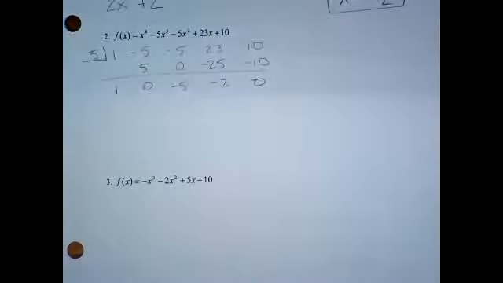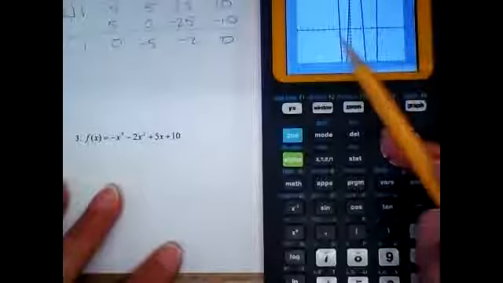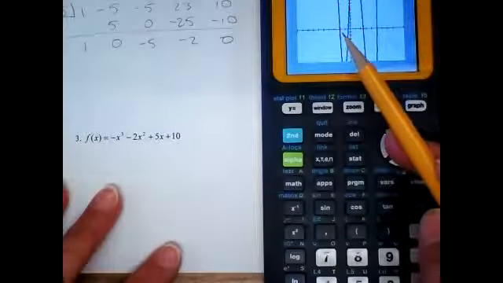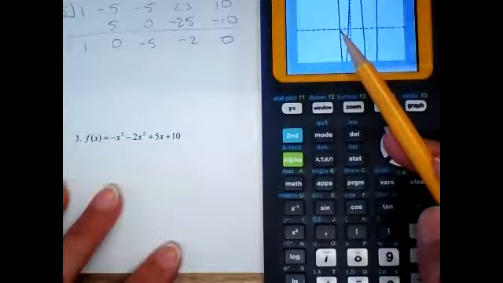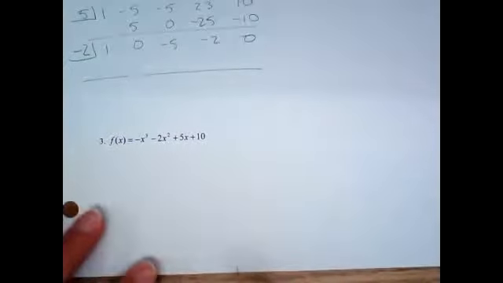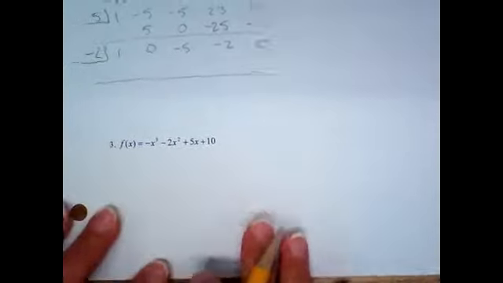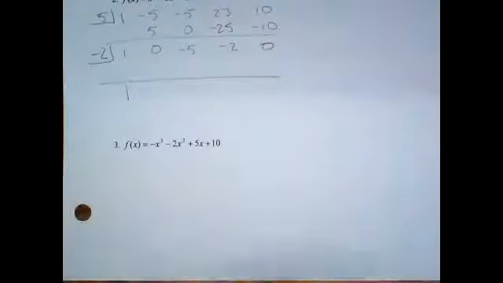Did you get 1, 0, -5, -2, 0? Okay. And then what was the other one? We just did 5. What was the other one we found? -2. Good. Put -2 in a little box. We're going to divide it out. So bring down the 1, multiply, add. Your remainder will be 0.